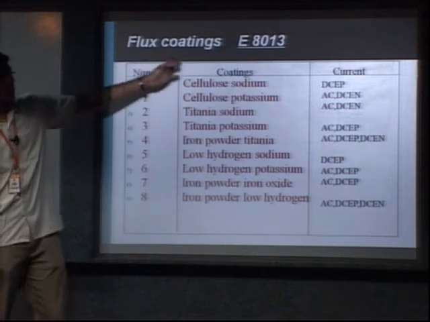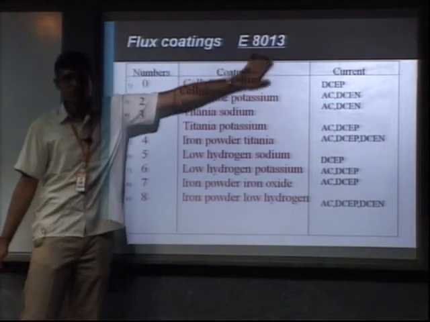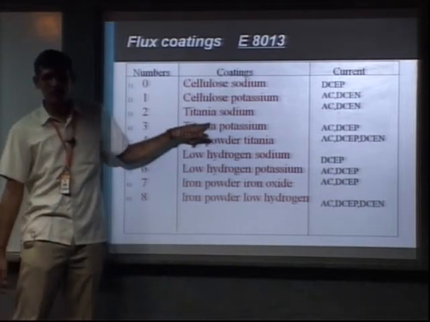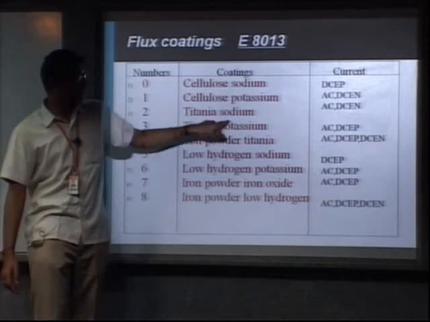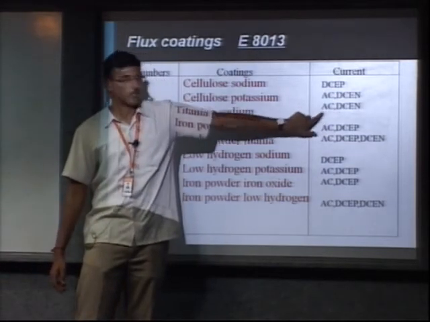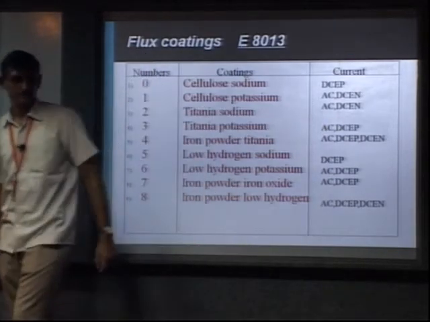Suppose your electrode name is E8012. 2 means you can use titanium sodium, that is the chemical you are using is titanium sodium, and the current can be given as AC, DC, EN, that is alternating current or direct current electrode negative.